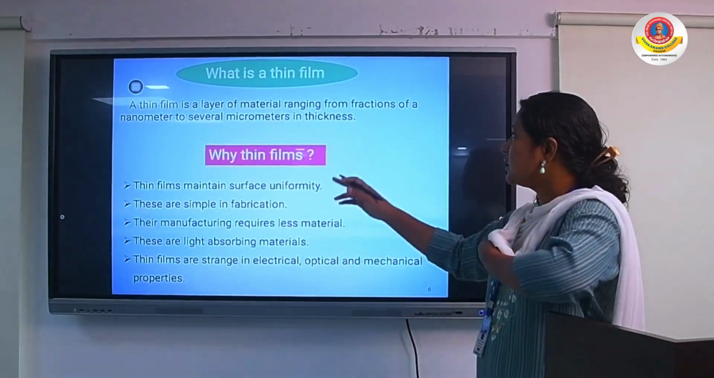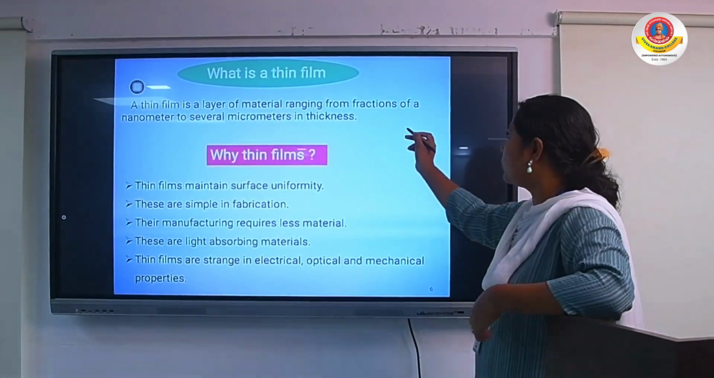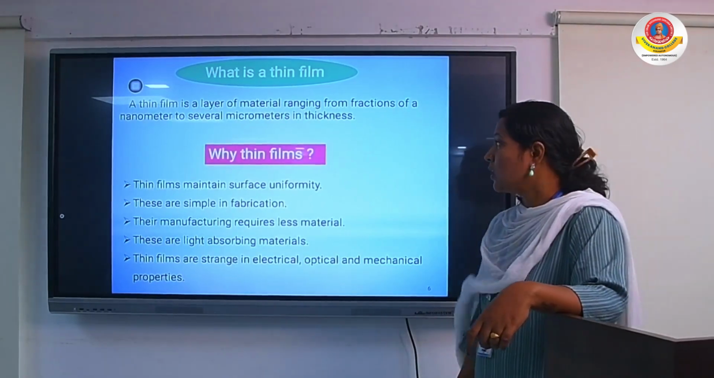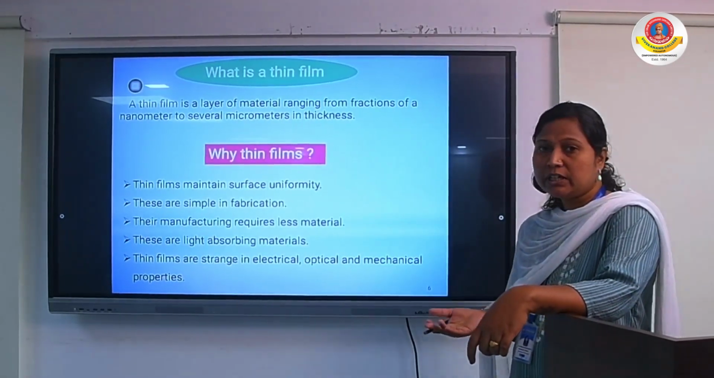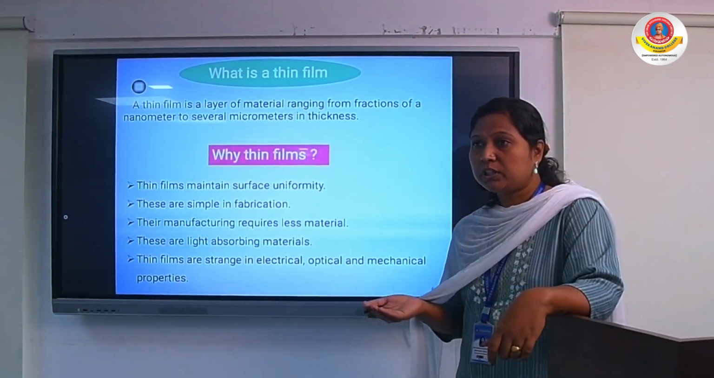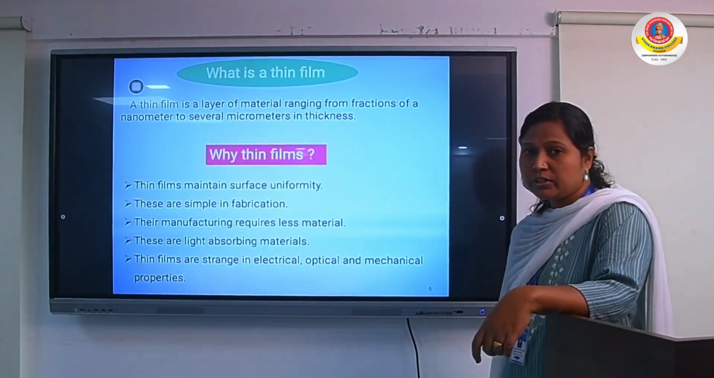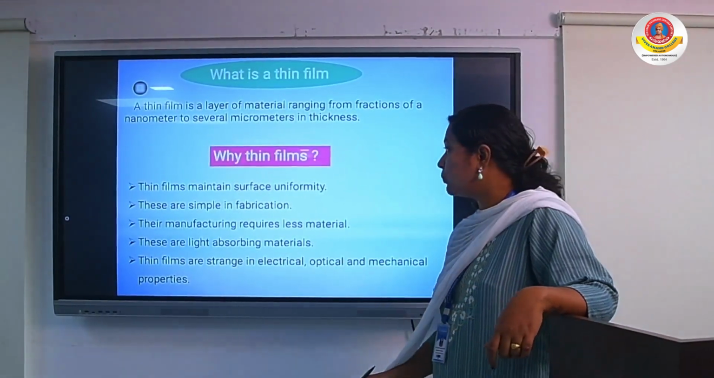Thin film is a layer of material ranging from a fraction of a nanometer to several micrometers in thickness. Okay, so why do we need these thin films? What is the need of thin films? First, thin films maintain surface uniformity as compared to bulk material.